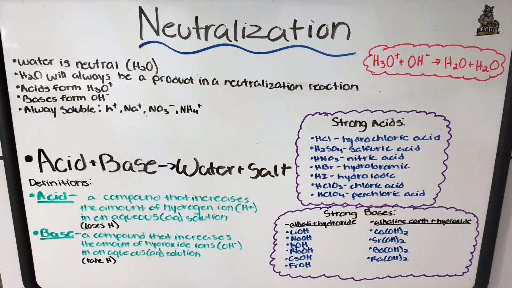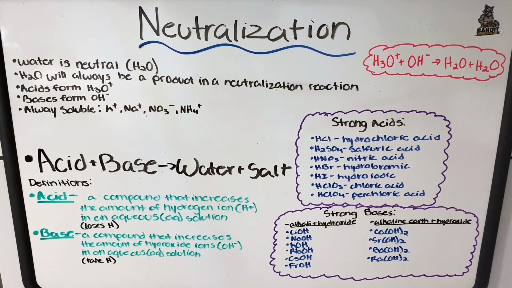To start off, an acid is any compound that increases the amount of hydrogen ion, H+, in an aqueous solution. The opposite of that is a base, which is defined as a compound that increases the amount of hydroxide ion, OH-, in an aqueous solution. Basically, the acid loses its hydrogen and the base takes or gains hydrogen.